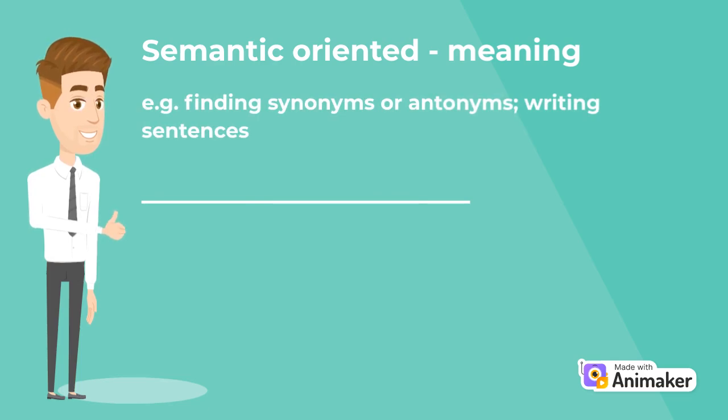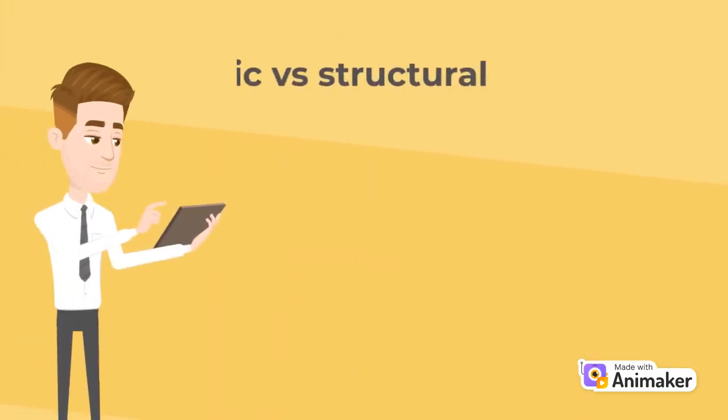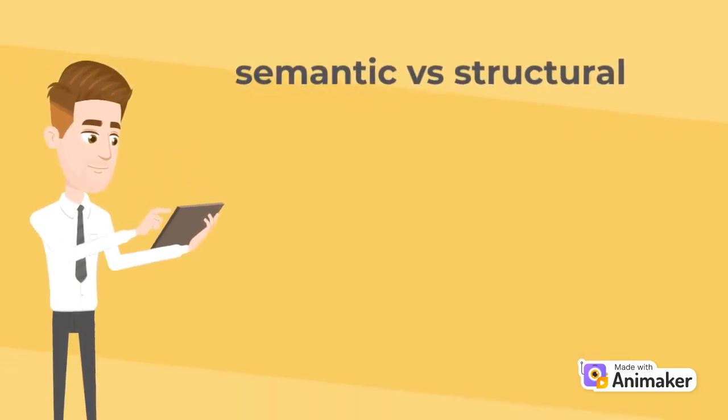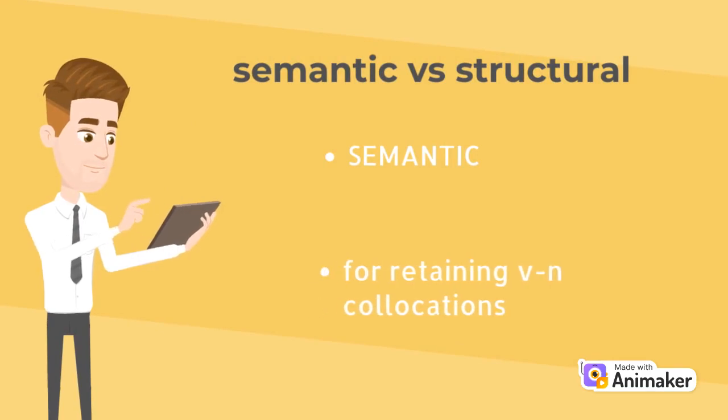A pre-task activity can also be structural-oriented, which means to work with the form of target collocations. For example, count the letters contained in the target collocations. Another example of a structural-oriented pre-task activity is creating rhymes for the target collocations. Between these 2 types of pre-task activities, some researchers show that semantic-oriented activities could be more effective for retaining verb-noun collocations.